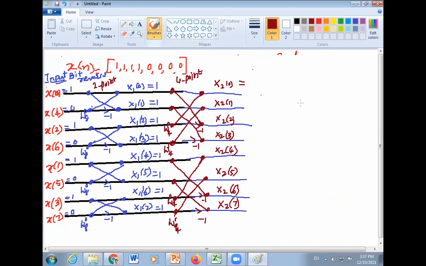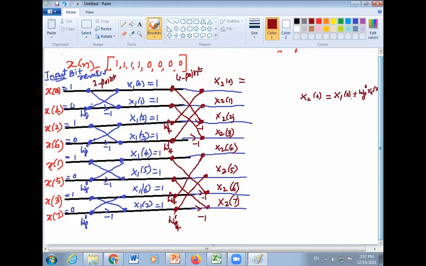So here let me calculate x2 of 0, which is equal to x1 of 0 plus W8 to the power 0 into x1 of 2, which is equal to 1 plus 1 into 1, which will be equal to 2. तो इसका वैल्यू आया 2, right?